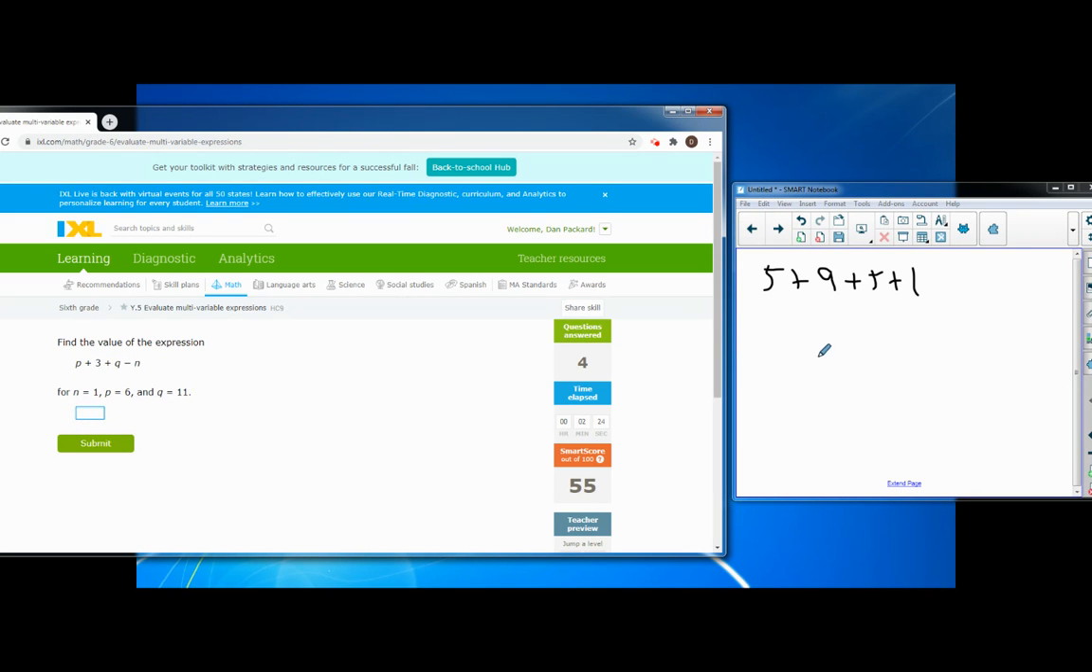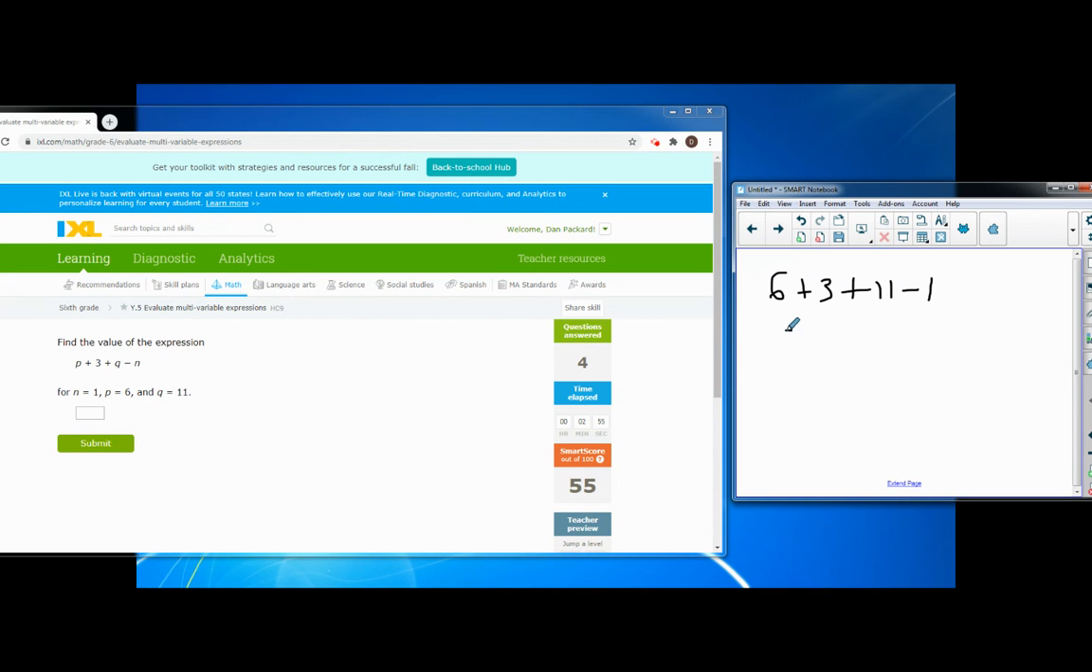Okay, here's one with 3. So really take your time. So we have P is 6. So I'm going to start off with 6. Plus 3, plus Q, which is 11. We'll put 11. Minus N, which is 1.